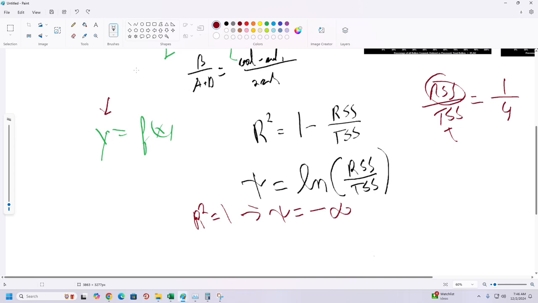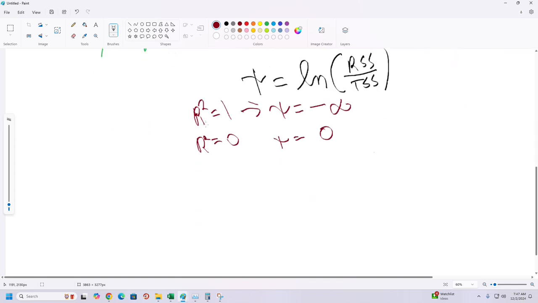As your r squared goes to some abysmal value, well, this would mean that RSS equals TSS. So then psi would also equal 0. Well, wow, this is starting to make sense now. When r squared is 0, psi is 0. Because the ln of, if the RSS equals the TSS, which is equal to 1, well, the ln of that is 0.